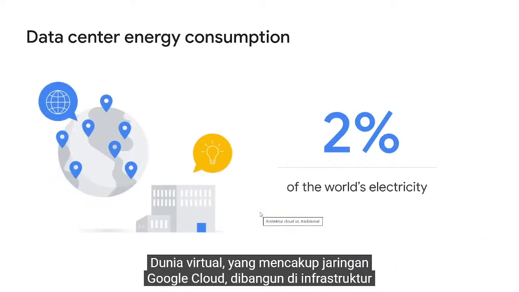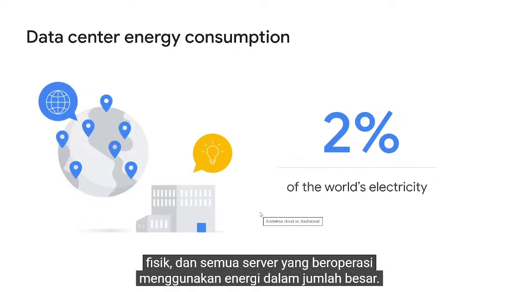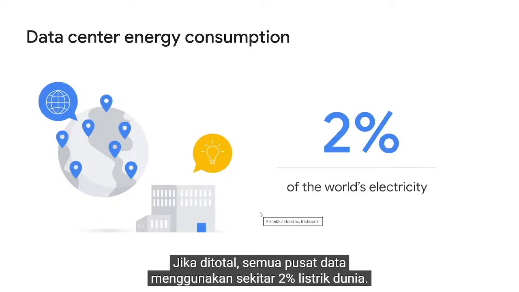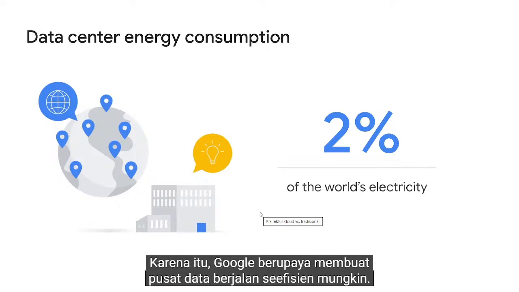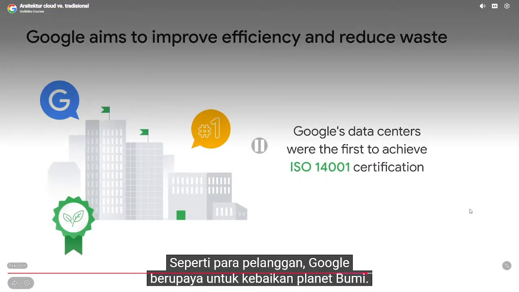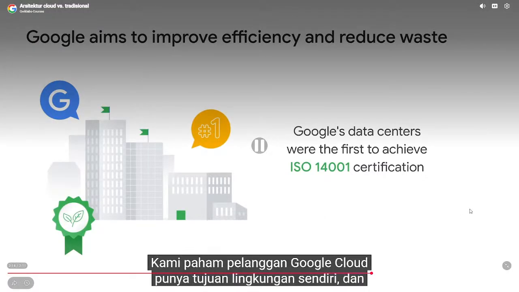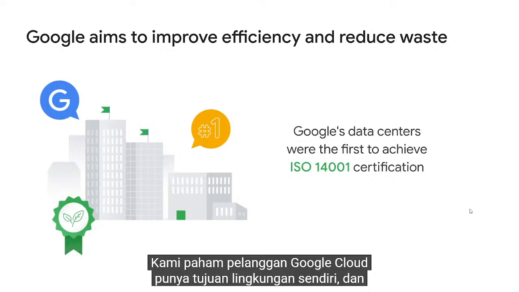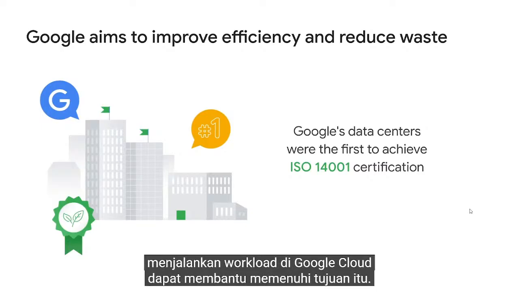The virtual world, which includes Google Cloud's network, is built on physical infrastructure. And all of those racks of humming servers use huge amounts of energy. Together, all existing data centers use roughly 2% of the world's electricity. So Google works to make data centers run as efficiently as possible. Just like our customers, Google is trying to do the right things for the planet. We understand that Google Cloud customers have environmental goals of their own, and running their workloads in Google Cloud can be a part of meeting them.